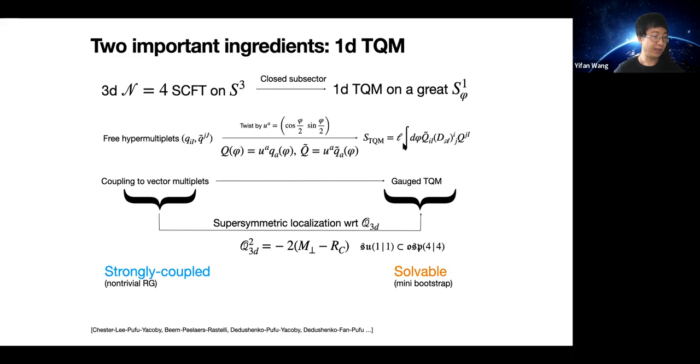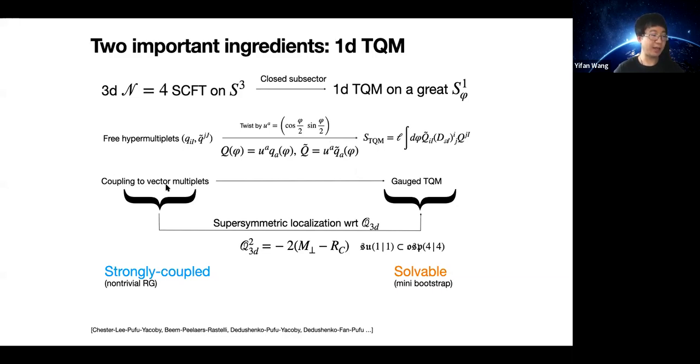And from the 3D perspective, these scalar fields are twisted combinations of the scalar fields in the free hypermultiplet, Q and Q tilde, and they're twisted so as to preserve a certain supercharge, which I'll come to. And you can make this free 3D-1D correspondence more interesting by coupling the free hypermultiplets to some interacting vector multiplets on the 3D side.